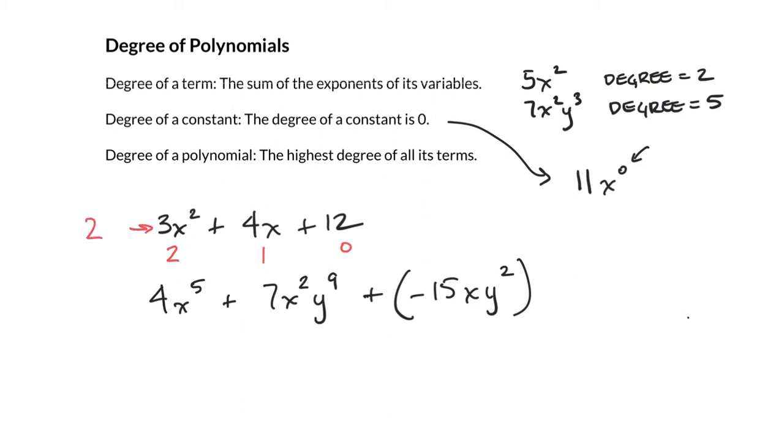Okay, let's move on to this one here. So the degree of this term is 5. This one is 2 plus 9, that's 11. And this one is 1 plus 2, which is 3. So the degree of this polynomial is 11, the highest degree of all of its terms.